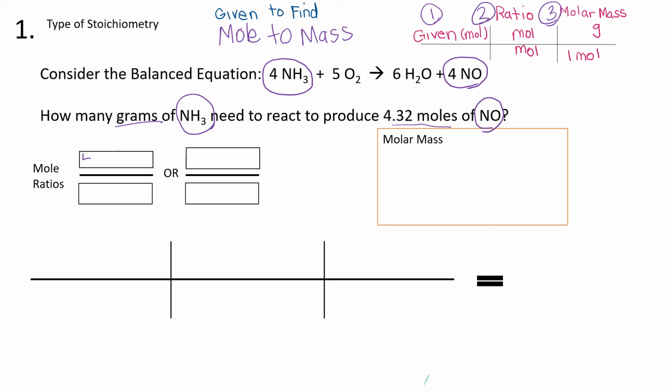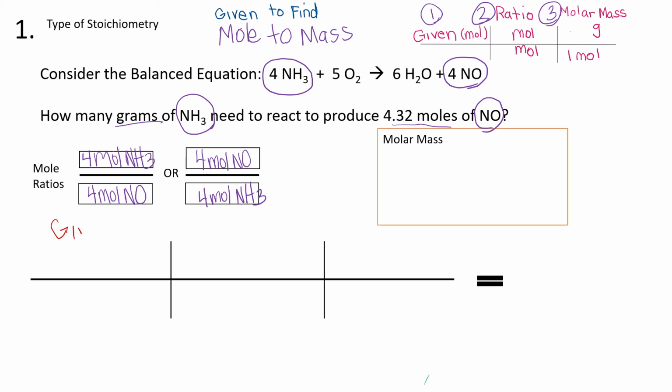So we know that for 4, and don't forget to put the word or unit moles, for 4 moles of NH3, we have 4 moles of NO. And all we have to do is flip it around. So for every 4 moles of NO, we have 4 moles of NH3. Okay, our ratios are done. And the molar mass is always the thing we wait for to find out which substance we need to get the molar mass for.